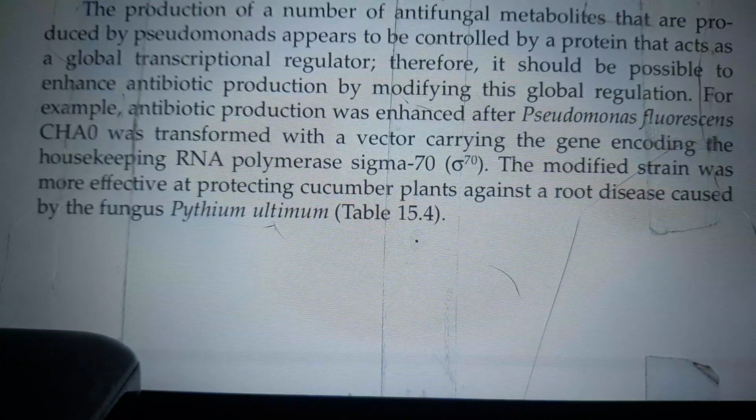The production of a number of antifungal metabolites that are produced by Pseudomonas appears to be controlled by a protein that acts as a global transcriptional regulator. Therefore, it should be possible to enhance antibiotic production by modifying this global regulation. For example, antibiotic production was enhanced after Pseudomonas fluorescens CHA0 was transformed with a vector carrying the gene encoding the housekeeping RNA polymerase sigma factor sigma 70. The modified strain was more effective at protecting cucumber plants against root disease caused by the fungus Pythium ultimum.